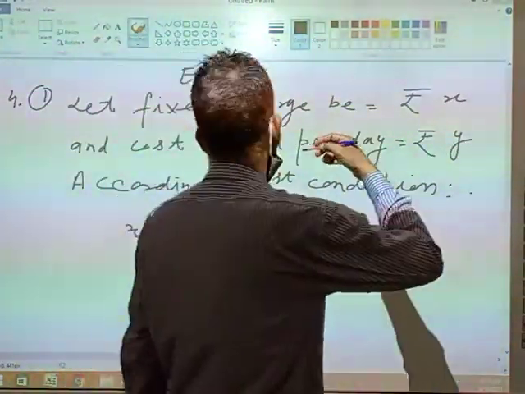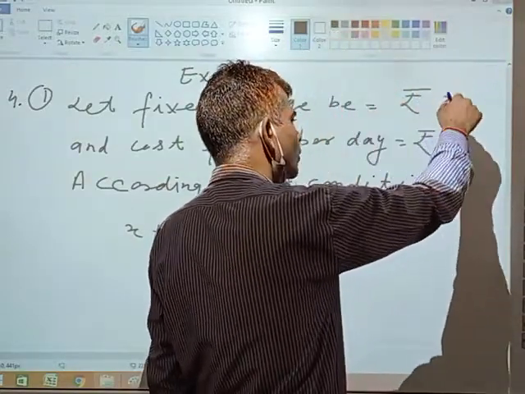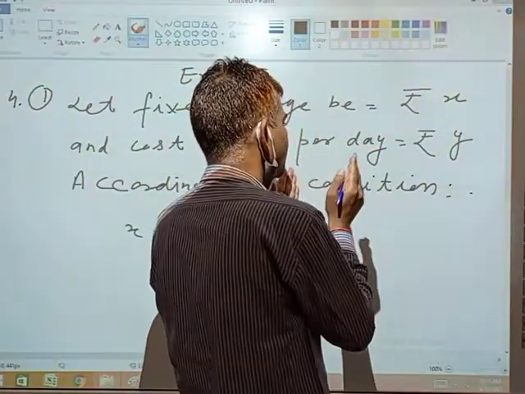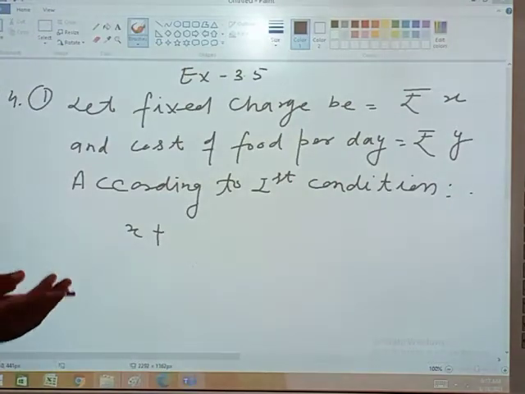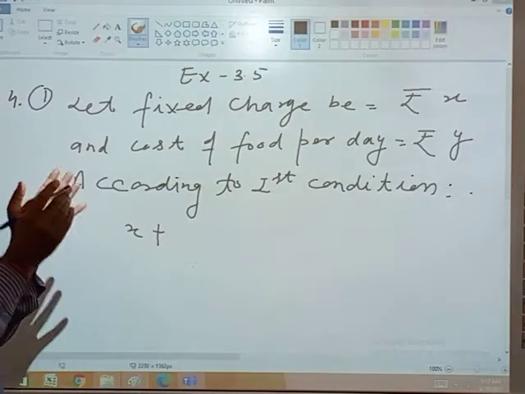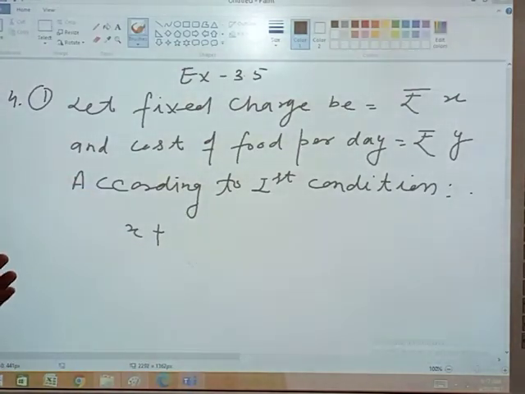Students, the fixed charge is rupees x. You have to pay the fixed charge. After that you have to pay the charge per day. According to the first condition, if you have to pay for 20 days, what will be your equation?